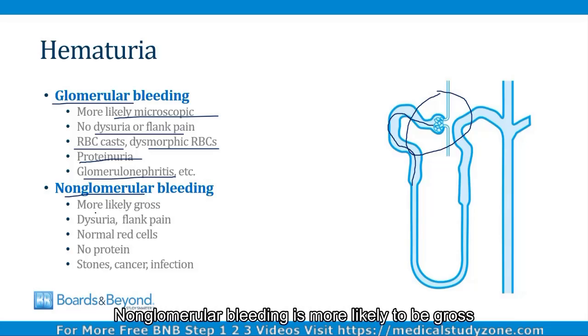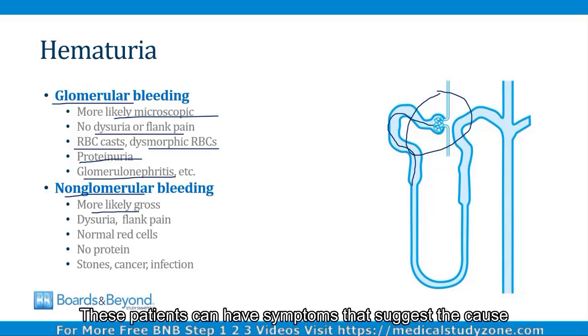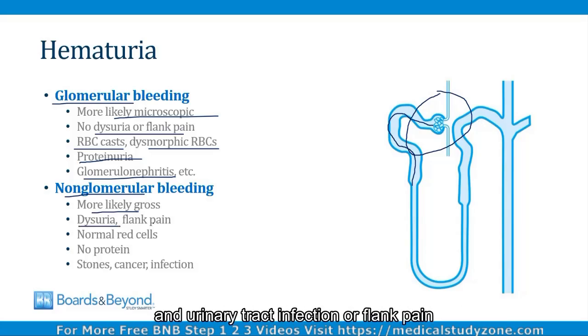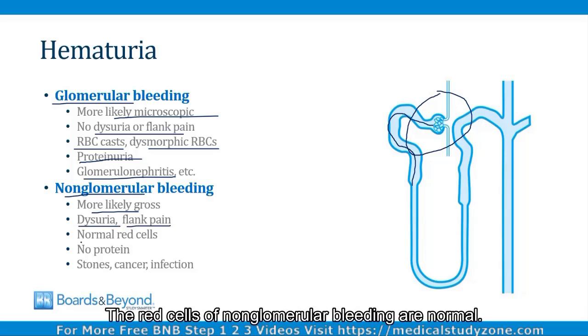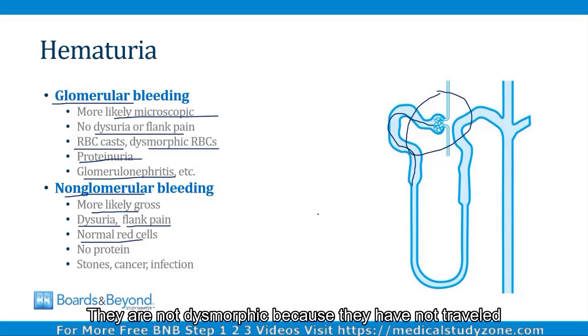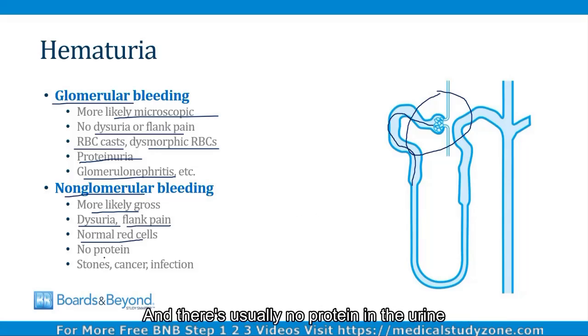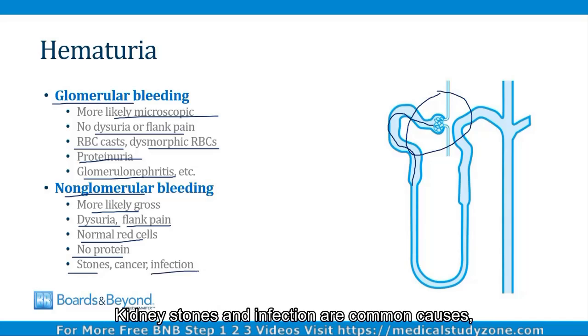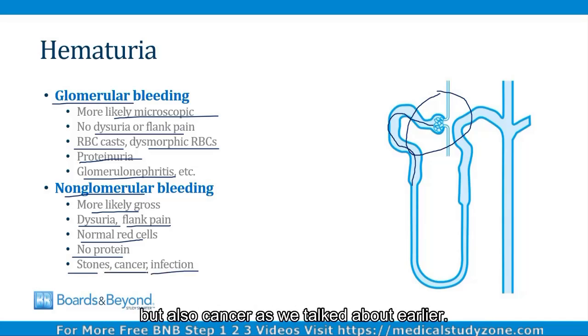Non-glomerular bleeding is more likely to be gross than just microscopic. These patients can have symptoms that suggest the cause of non-glomerular bleeding, symptoms like dysuria in a urinary tract infection or flank pain and pyelonephritis. The red cells of non-glomerular bleeding are normal. They are not dysmorphic because they have not traveled through the lumen of the nephron. And there's usually no protein in the urine in non-glomerular bleeding because the glomerulus is working normally and it's keeping protein out of the urine. And there are many causes of non-glomerular bleeding. Kidney stones and infection are common causes, but also cancer, as we talked about earlier.